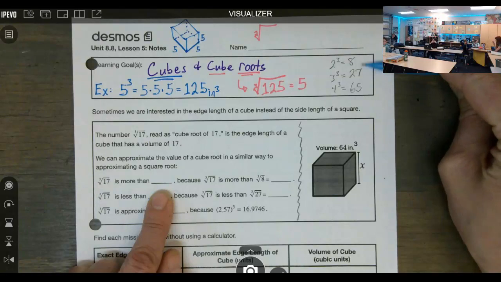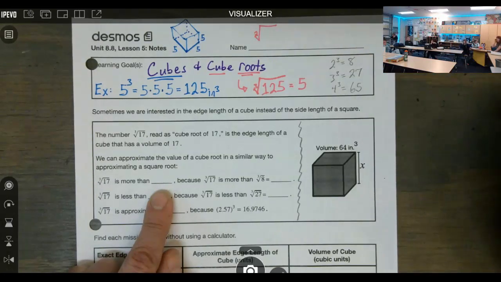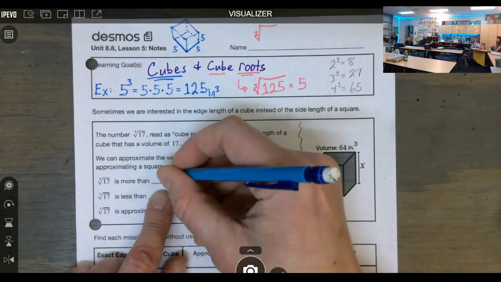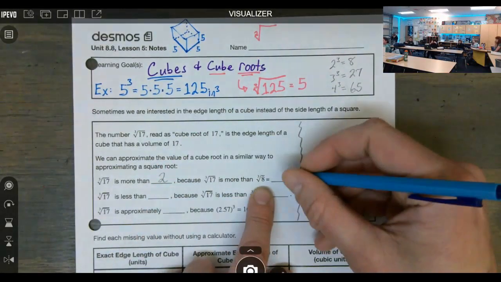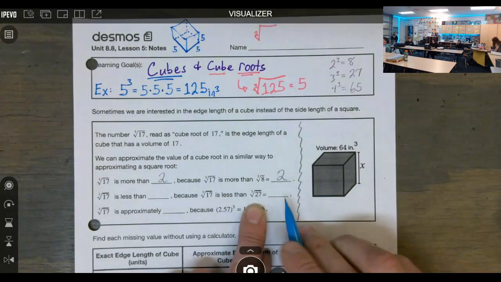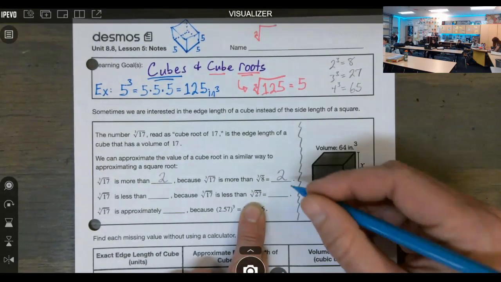We know it would be more than 2 cubed, because the cube root of 8 is 2. And what's the cube root of 27? 3.